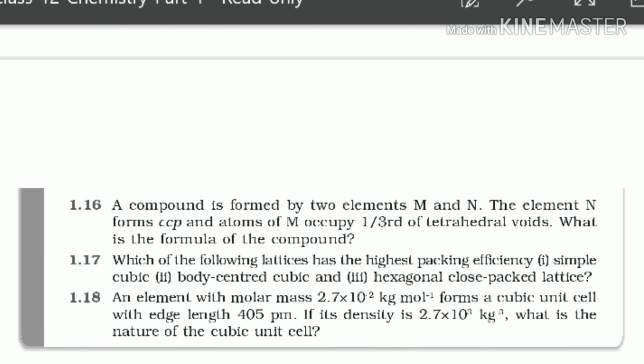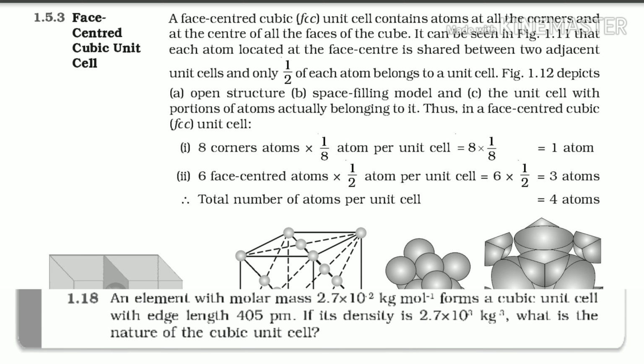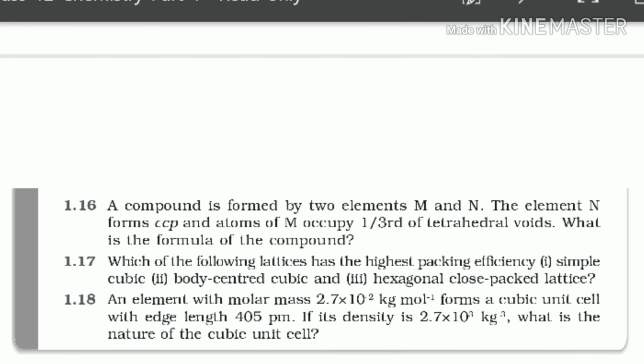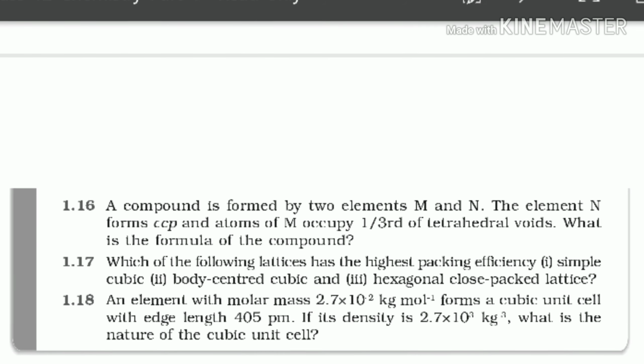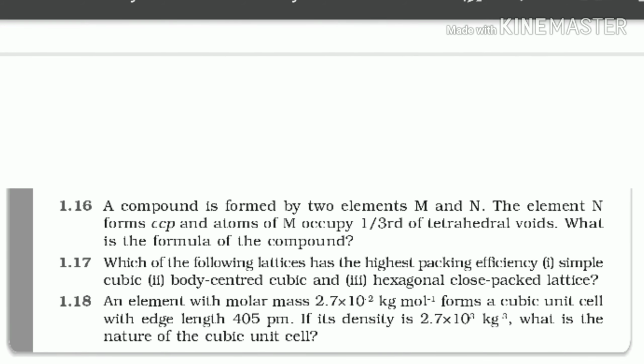You must be aware of the structure which carries 4 atoms per unit cell. From here you can understand that the face-centered cubic unit cell is the one which carries 4 atoms per unit cell. It is also called CCP, the cubic close packed structure. Hence the answer is FCC and CCP. That means the nature of the cubic unit cell which has the given respective quantities is FCC and CCP. That is face-centered cubic and cubic close packed. I hope the answer is clear. Thank you.